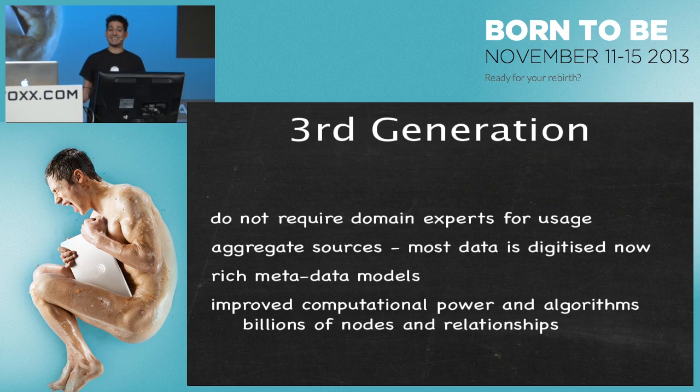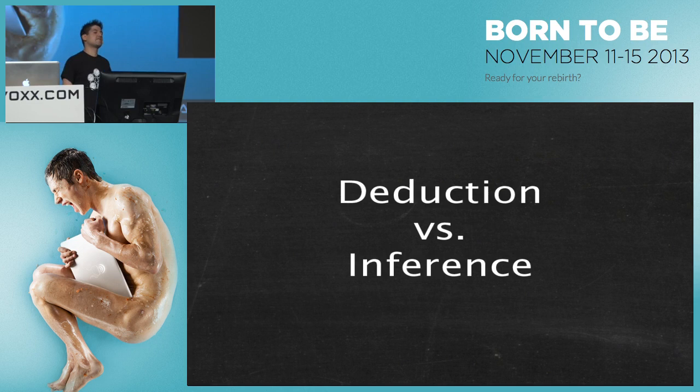Not only that, but because our computers have got so much more powerful, we can process vast networks of people now. As before, you know, 20, 30 people with the algorithms get hard to calculate by hand. Now we're talking billions of people and relationships between them.